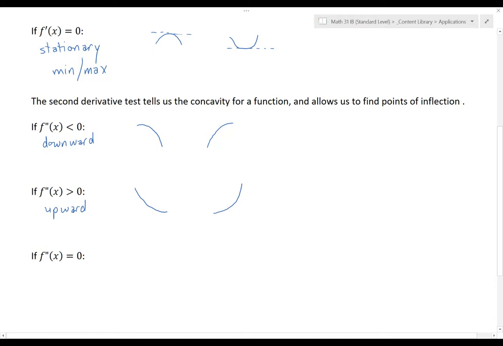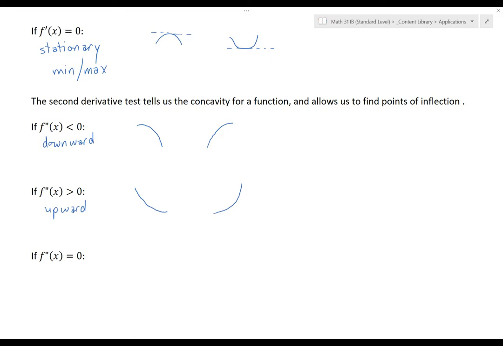I think about it as if something were to fall into it. If it's downward concavity, water would not be held in this curve, whereas if it's upward concavity, water would pool into that curve if it were raining on top of it, for example.